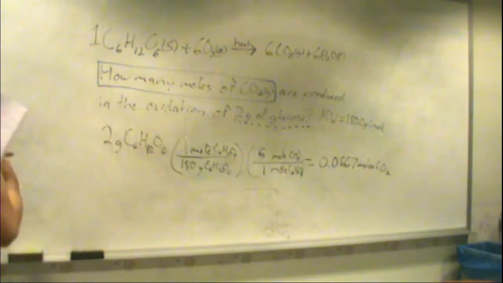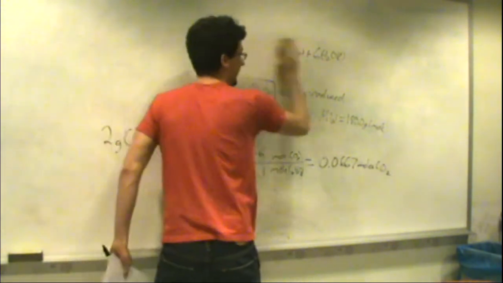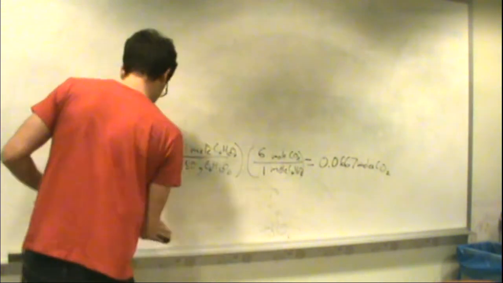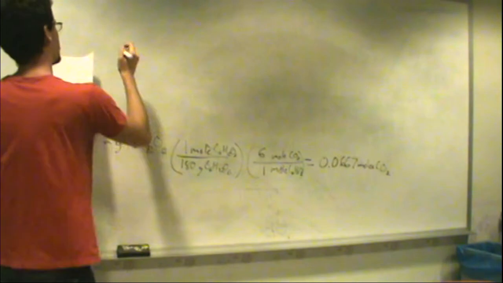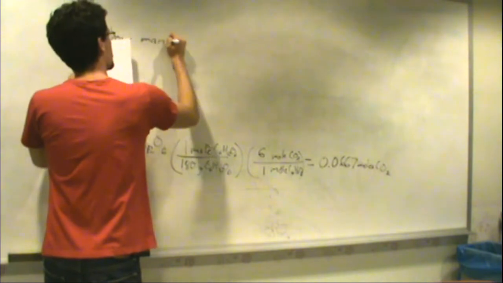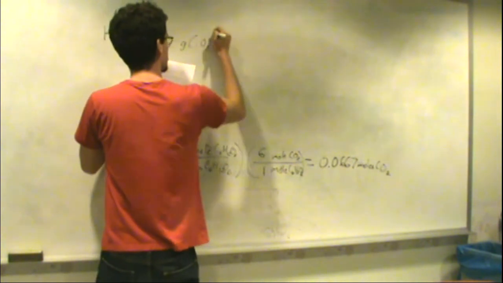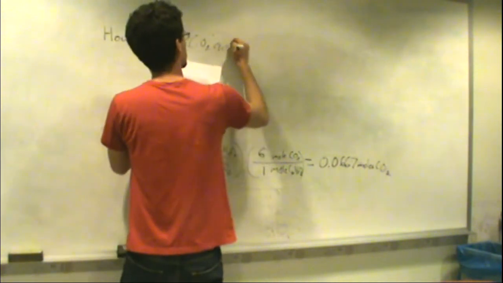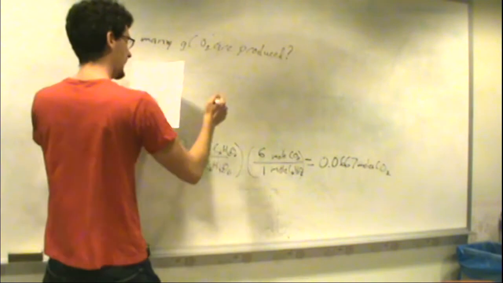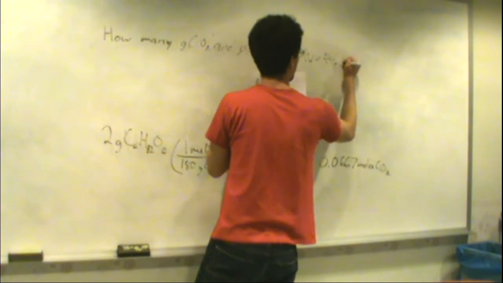Well, let's say we want to take it a step further. How many grams of carbon dioxide are produced? So we already have moles. Let's convert to grams. So the second part of the question is how many grams of CO2 are produced. And we know the molecular weight of CO2 is equal to 44 grams per mole.